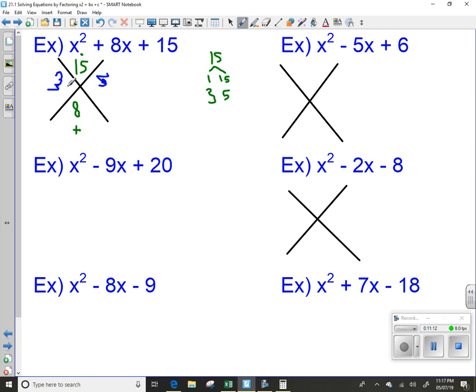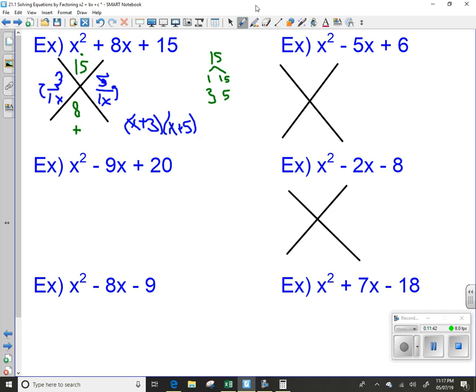Remember, I'm going to divide each one of these by my a value, which in this case is 1. I'm going to put an x down in the bottom of the fraction, and then I read my answer from the bottom up. So in my parentheses, my answer is going to be x plus 3 times x plus 5.